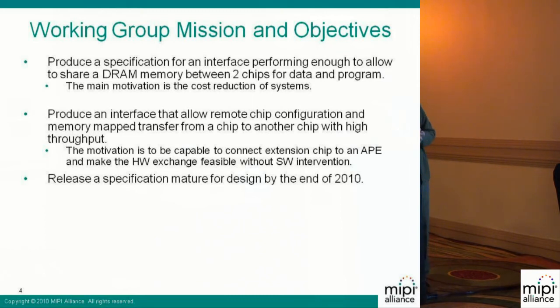The second thing is to produce an interface that allows remote chip configuration and memory mapped transfer from one chip to another chip with high throughput. It is the case where you want to build an extension chip from an application chip, for example, to enhance its function. You can have some hardware accelerator on a remote chip, and you can drive and control this hardware accelerator through the LLI interface exactly as if this hardware accelerator were on your own chip. So it is the main motivation.